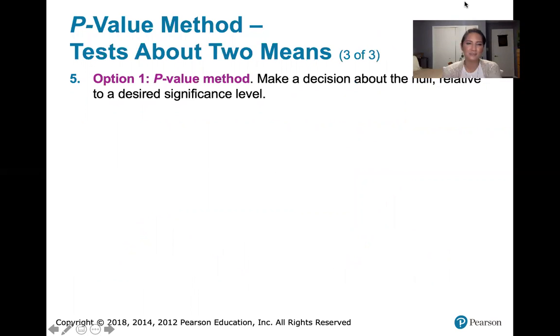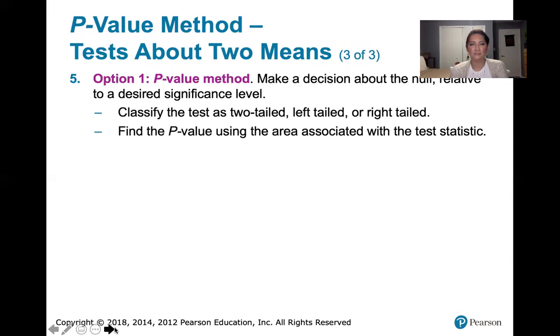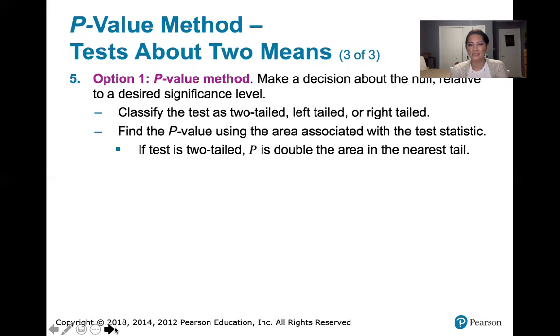Okay, so now this is where the critical value method and the p-value method diverge. So those two methods are starting in exactly the same way. Then the p-value method picks up here. This is where you'll make a decision about the null hypothesis relative to our desired significance level. In order to do that, you'll classify the test as two-tailed, left-tailed, or right-tailed. You'll find the p-value using the area associated with the test statistic.